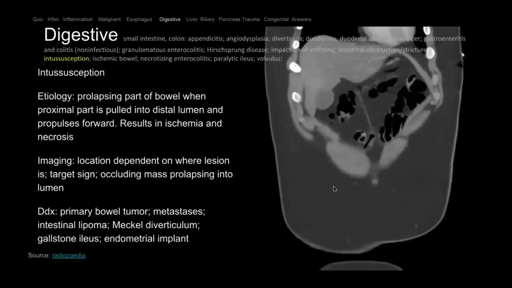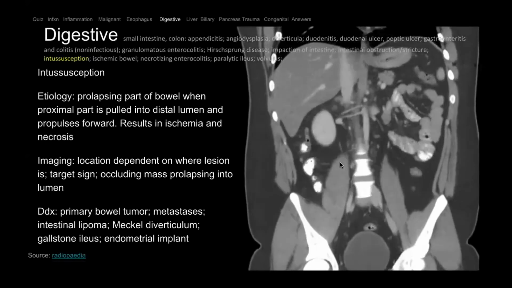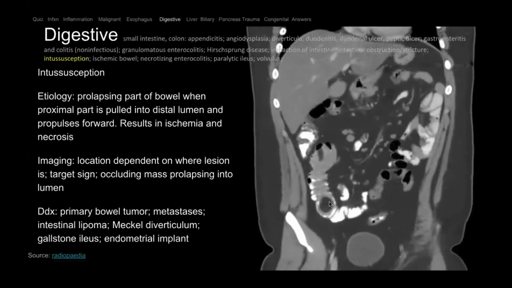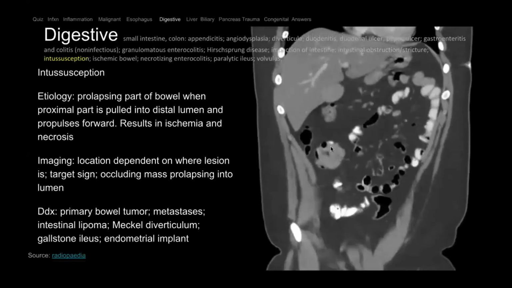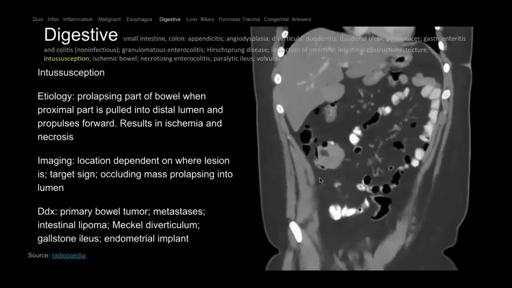Intussusception can be seen incidentally in children, like if they have viral infection, but in adults it's abnormal, and you have to look for a bowel lesion. Here we see a lipoma that has been the lead point for the intussusception.